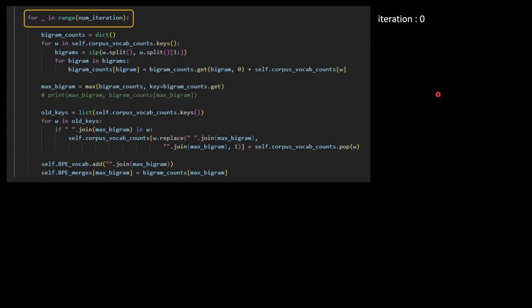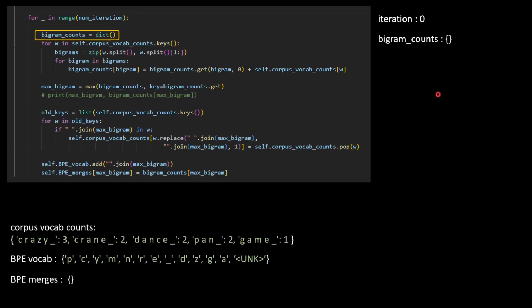So now we are going to populate our vocabulary. Let's start with the first iteration. We are going to initialize a bigram counts variable. What is this bigram counts? We will see. But one thing is, we will be using all these things, so it's better to keep these on the screen. Corpus vocab counts is currently at this position, BP vocab is currently at this position, BP merges is empty.